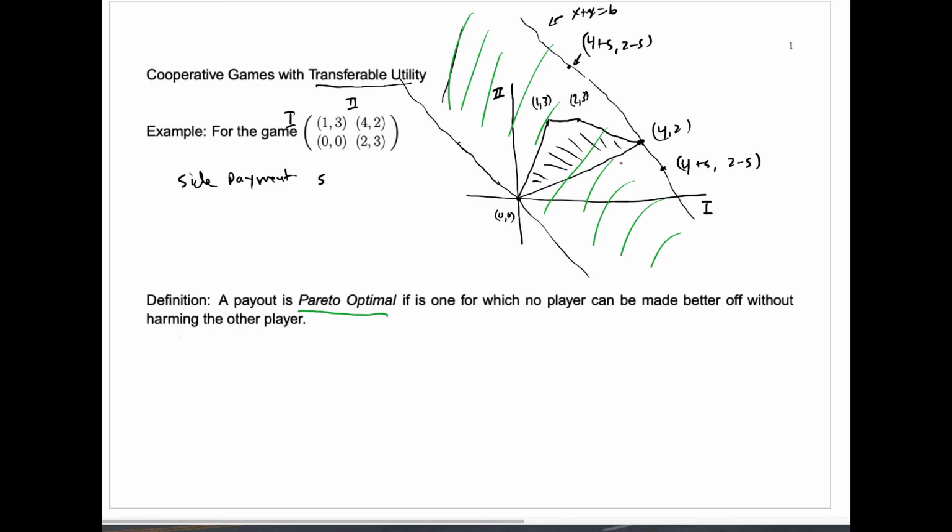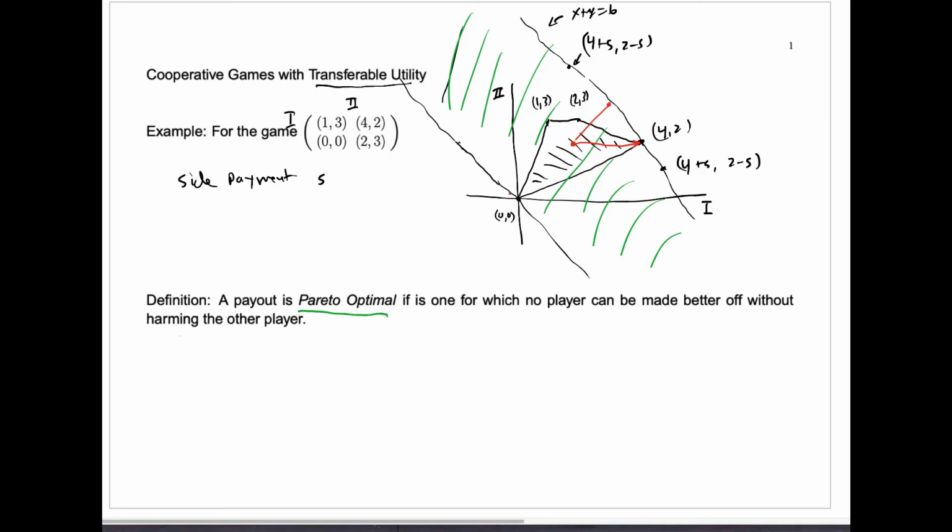Let's see an example here. If they decided to choose some mixed strategy combination of the different rows and columns that ended up here, that would be far from Pareto optimal. You can make player 1 much better off just by moving over to here without making player 2 worse off at all. Or you can make both players better off by moving up to here.